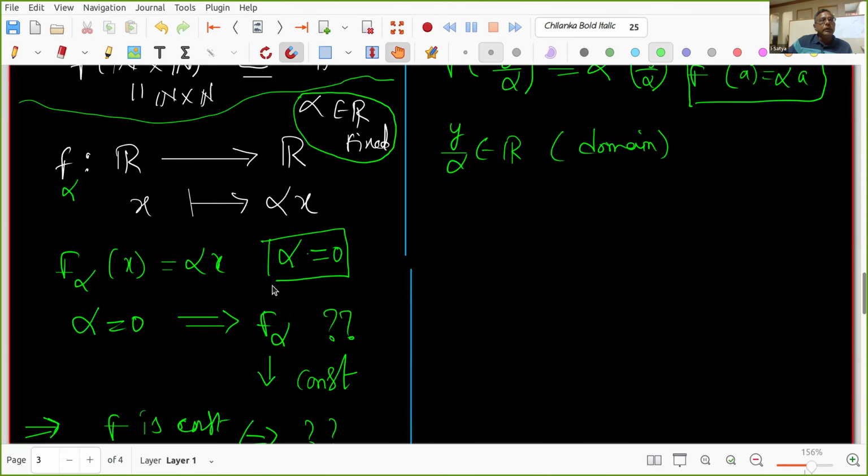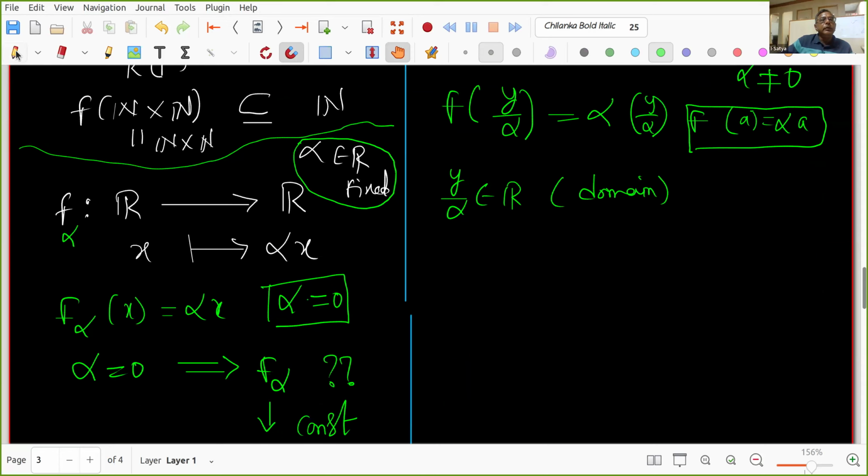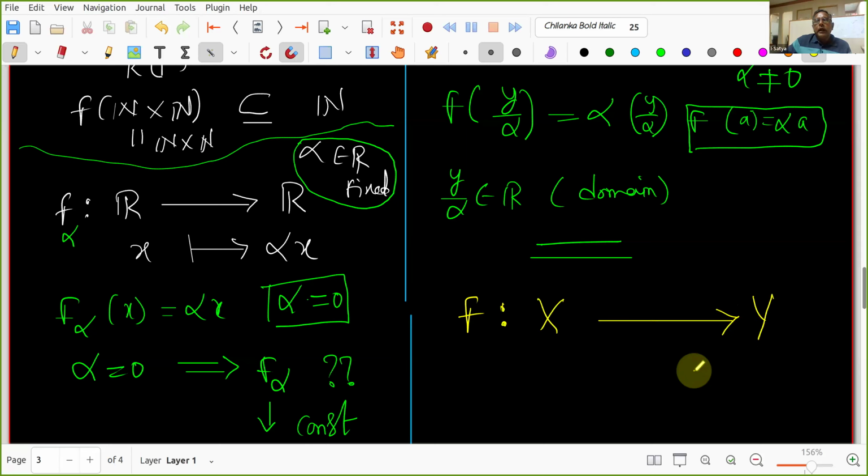So I hope you have understood these examples till now. Now we will move forward. I'm going to introduce a new concept from now onwards. This is the last definition of this course. f is a map from X to Y, and I'm taking C, a subset of Y.